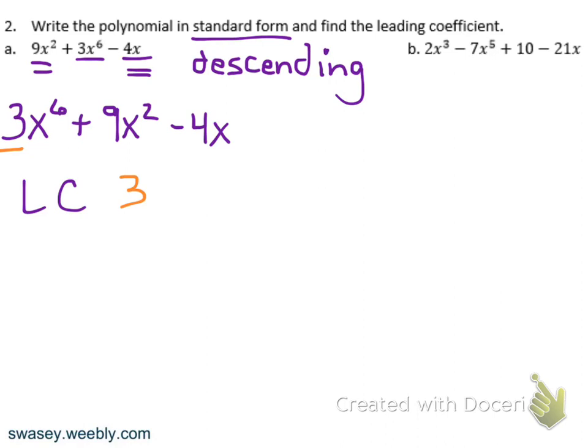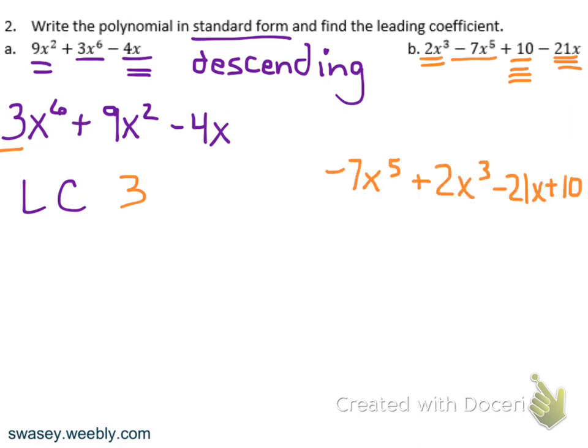All right, for this next one, the highest exponent is 5, so that needs to lead off. Next we have exponent of 3, followed by an exponent of 1, and then a constant is considered to have an exponent of 0 for the variable. Leading coefficient, coefficient of the first term here is negative 7.